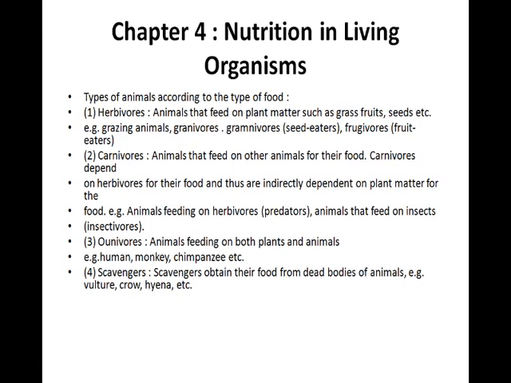Second is carnivorous animals, that feed on other animals for their food. Carnivorous depend on herbivores for their food and thus are indirectly dependent on plant matter for food. Animals that feed on insects are called insectivorous. Carnivorous are those animals which are totally dependent on eating other animals, yes, small animals.